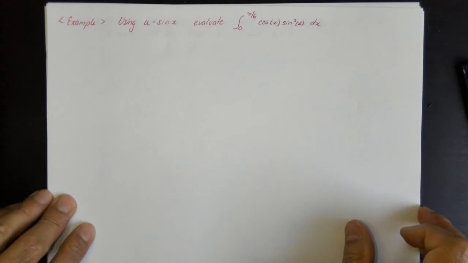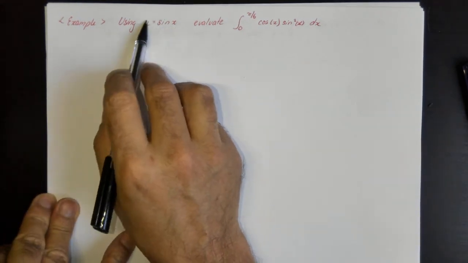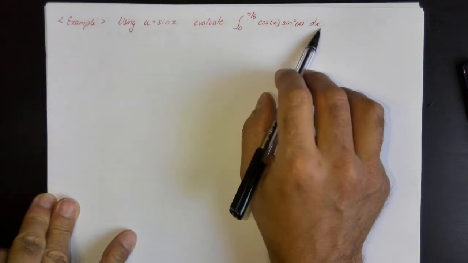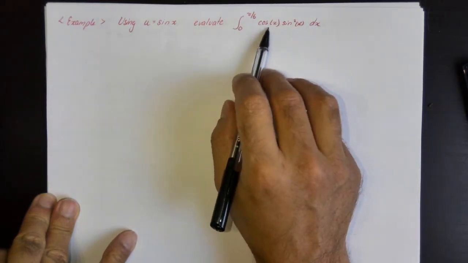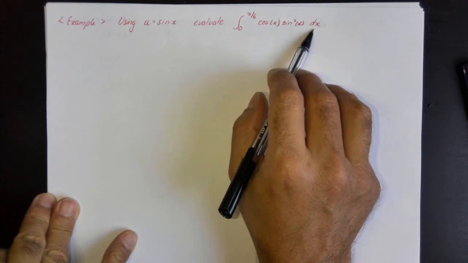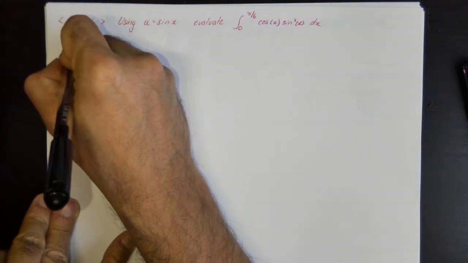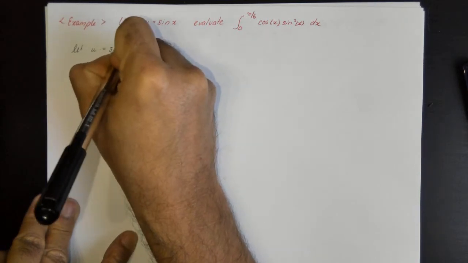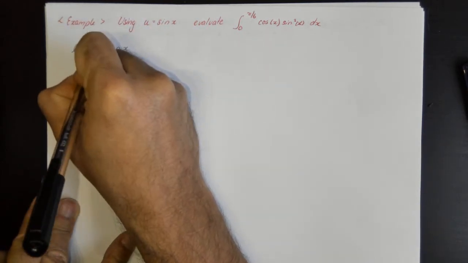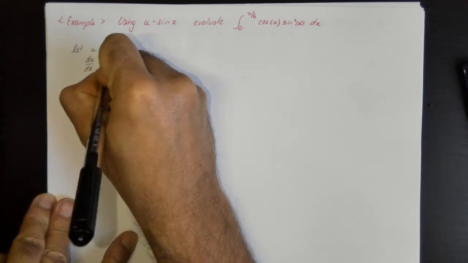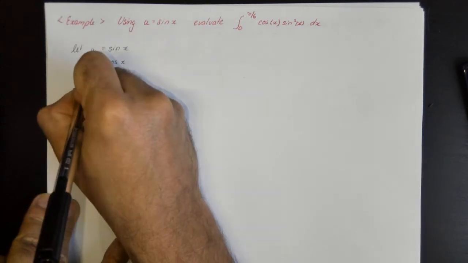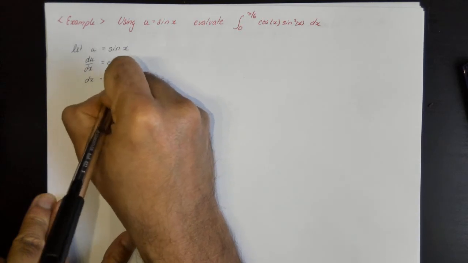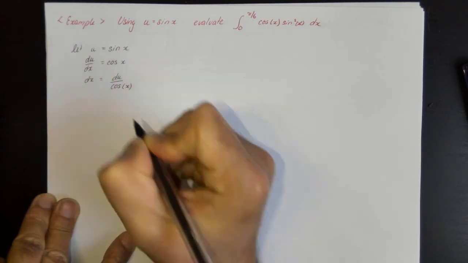Alright, so this one gives us our u substitution. By using u equals sine x, evaluate the integral from 0 to pi on 6 of cos x sine squared x dx. So we've let u equal sine x. If I differentiate that, we get cos x, and dx would be du on cos x.